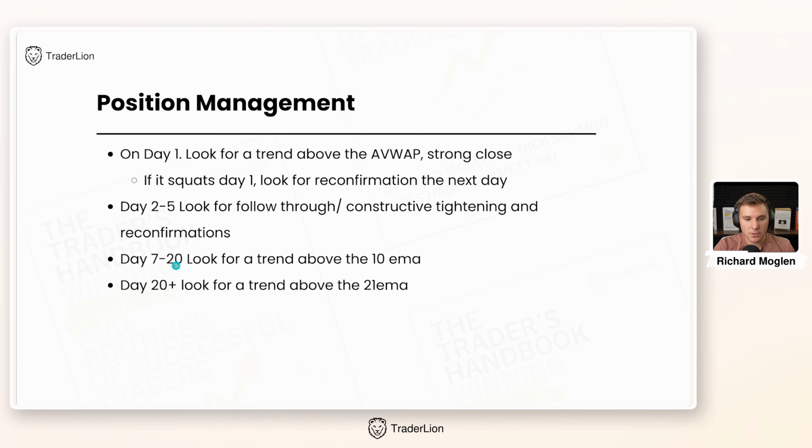Day 7 through 20, look for a trend above the 10 EMA. After a breakout, shortly after a breakout, I want to see the stock respect the 10 EMA. That's what the best ones do. And then later on during the trend, I want to see it trend above the 21 EMA. So ideally, the majority of the trend is above the 10 EMA, and then there's blips down to the 20 EMA every now and then. That's what the strongest stocks do if you go back and study their trends.